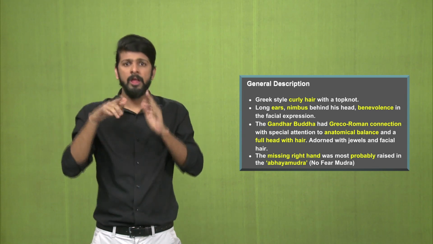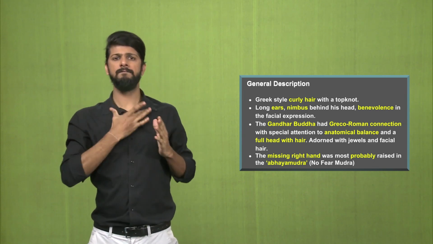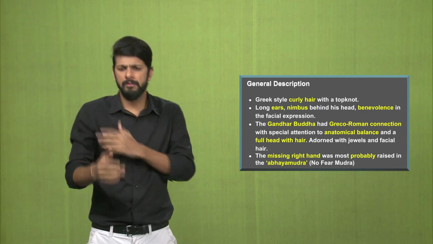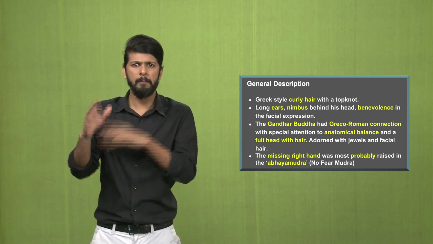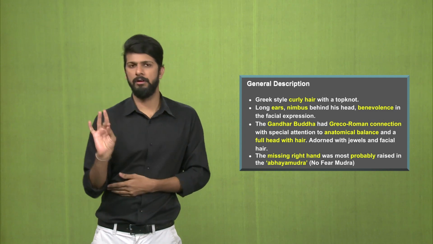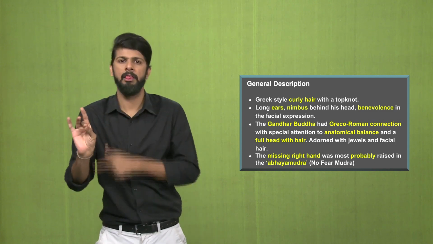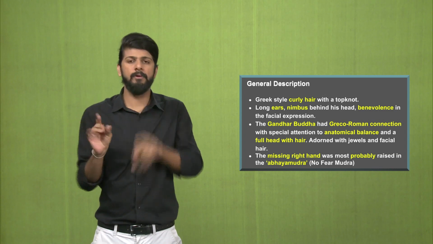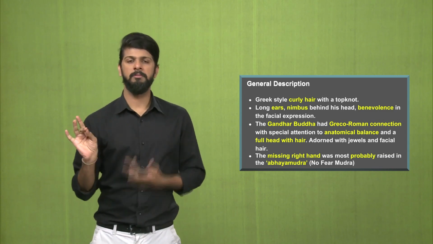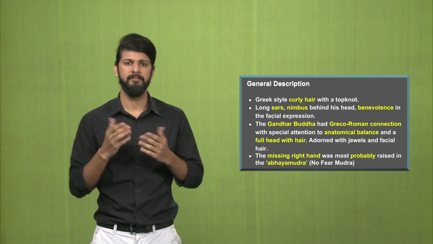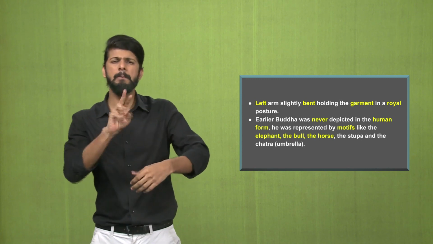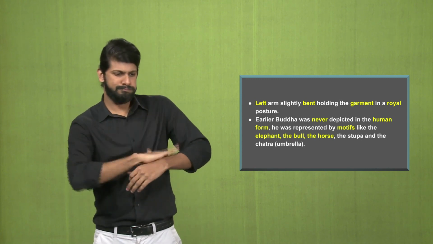The head is fully covered with hair, also has jewels and facial hair. The right hand is missing, which most probably was raised in the Abhaya Mudra, and this mudra meant no fear, confidence and strength, which possibly could be what this sculpture was originally depicting. The left arm is slightly bent, holding the garment in a royal kind of posture.